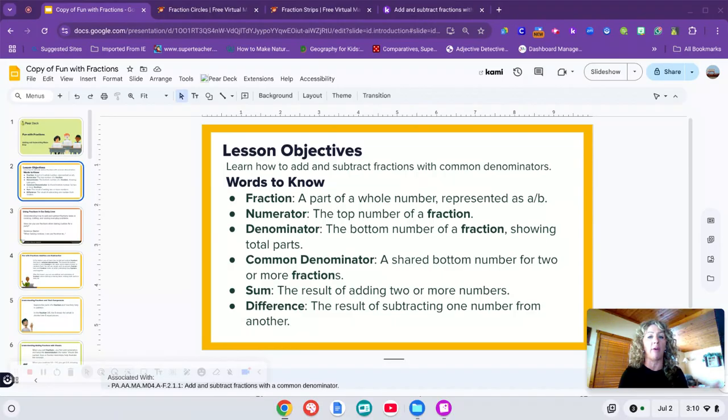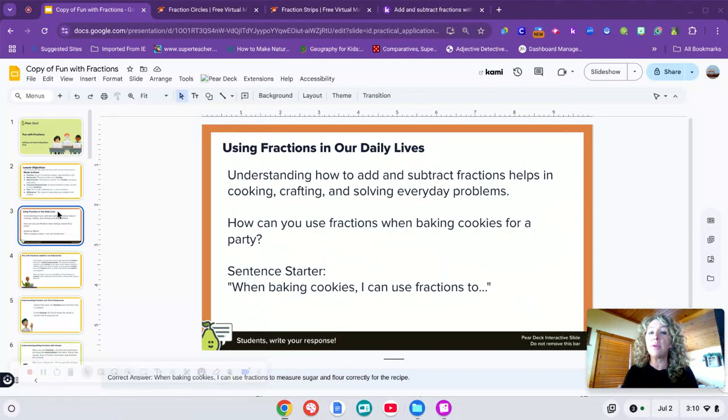Sum is the result of adding two or more numbers, and a difference is the result of subtracting one number from another number. Remember, we always subtract the small number from the large number. Small number is taken away from the large number. So we're going into using fractions, and we've been talking about fractions. We know that fractions are everywhere. Math is everywhere. And we've talked about this before, but again, let's review.